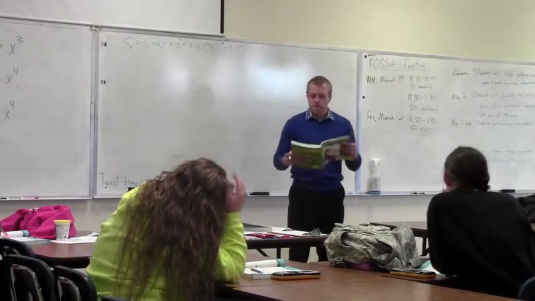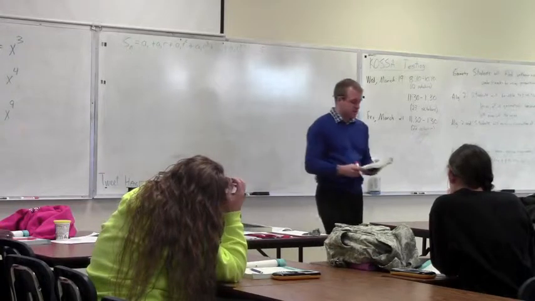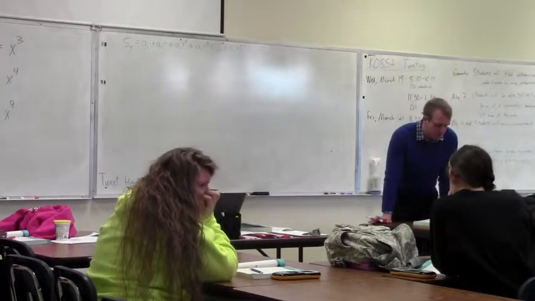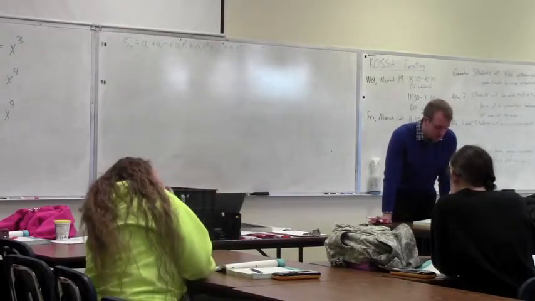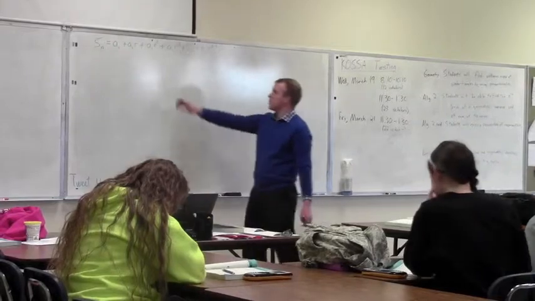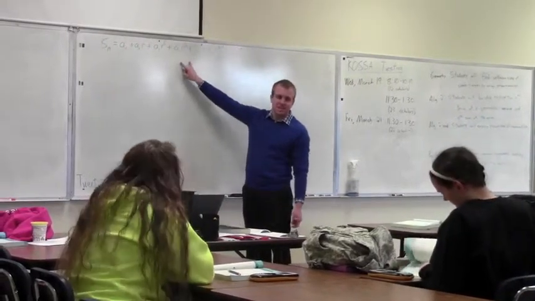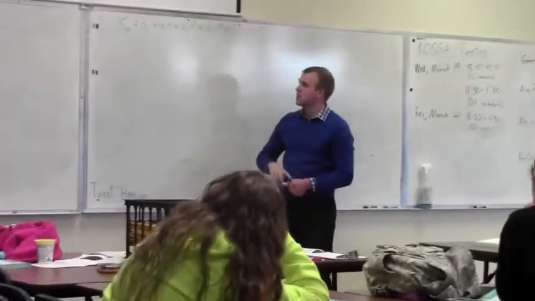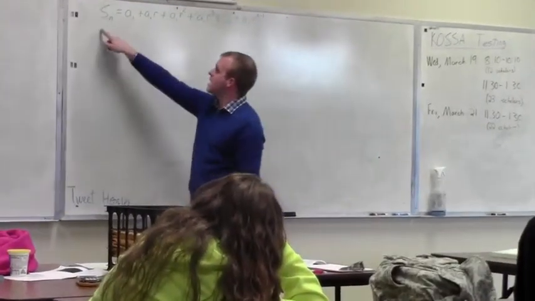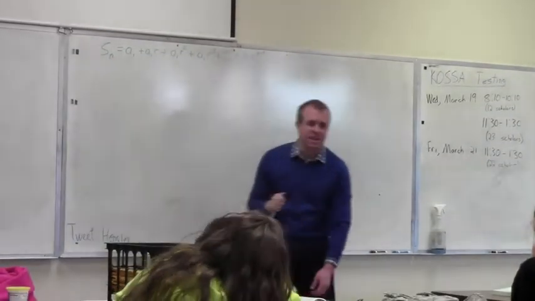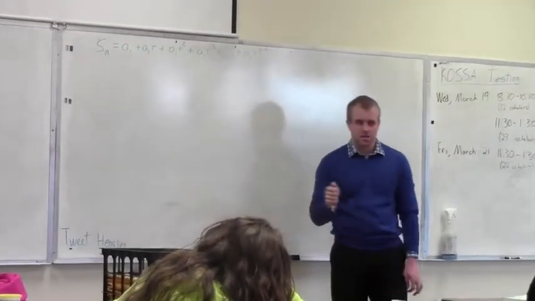All right. To prove this, it tells you in your book to derive the formula. Step 1 requires multiplying the equation by -r. So we're going to take this and multiply it by -r. If I take -r times s sub n, what am I going to wind up with?